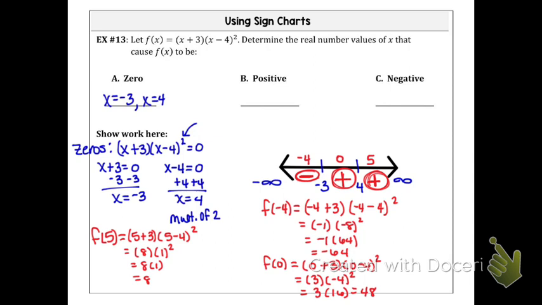Okay, if you look at x equals 4, that's where we said it had multiplicity of 2. 2 is even, so therefore it's going to be the same. It's not actually going to, well, we'll talk about that later, what it's going to do at that point.